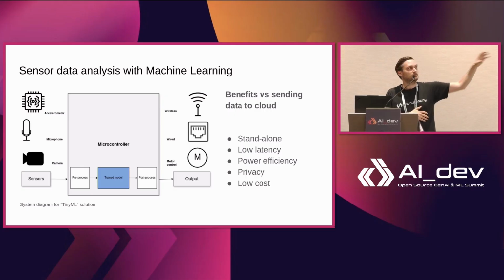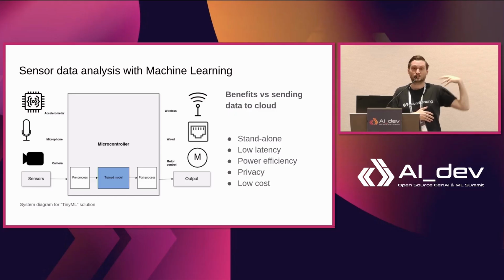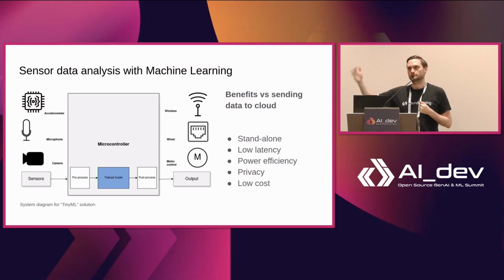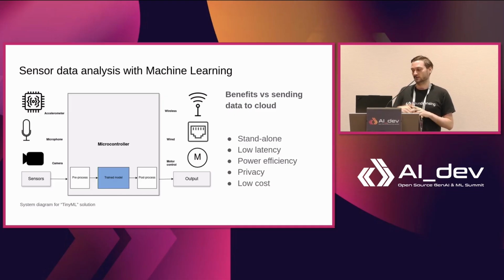And then on the system, you might then transmit the extracted information, a low bit rate of data over wireless communication, wired, maybe even some legacy protocols that can't handle a lot of data, or you maybe act on this directly by controlling some motors, etc. And the benefits of doing this versus sending the data to the cloud and doing all the inference and machine learning and data processing there is that you can build systems that are standalone, that are low latency and guaranteed latency, and that are highly power efficient, that can respect privacy because we do not need to send a potentially sensitive data stream onto the cloud, and you can make things very low cost, which enables usually massive scale in terms of the number of units you can deploy, which is relevant in many scenarios.